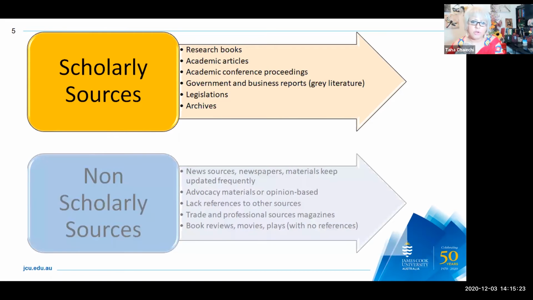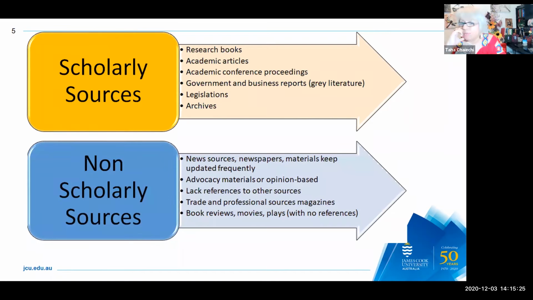But there are also non-scholarly sources. What are those non-scholarly sources? News sources, magazines, newspapers, articles or materials on a website that they keep updated frequently. For example, there might be a website about COVID information, and they keep updating those COVID information or COVID responses. It's just a website that gets updated. So you can't really make a reference to them.